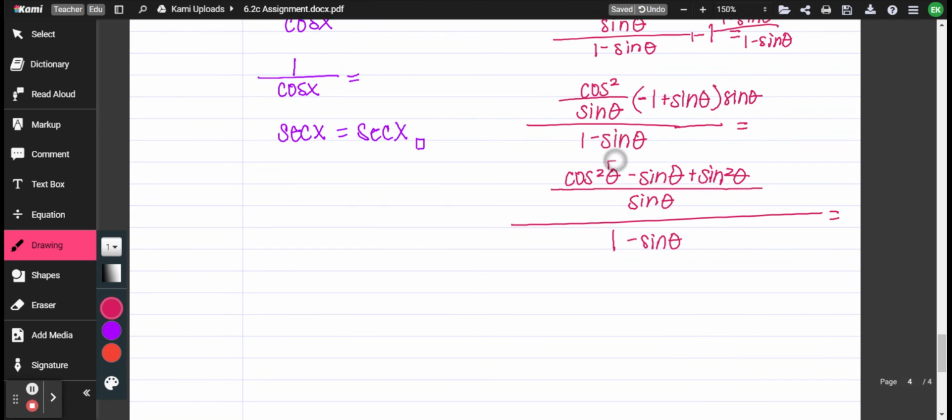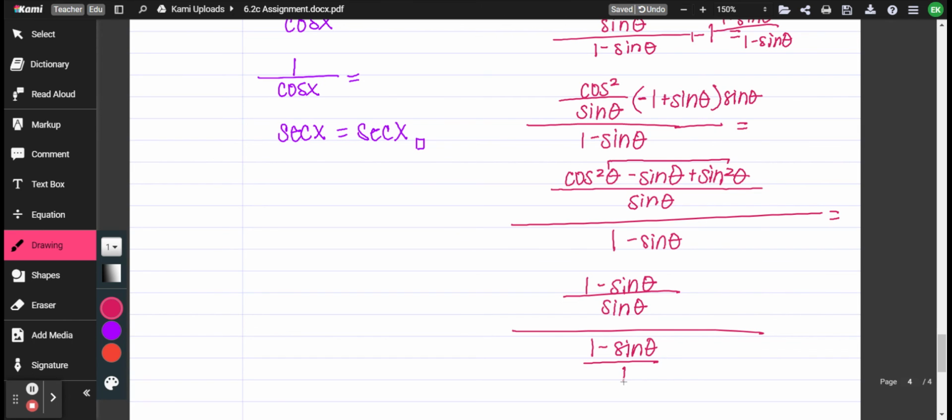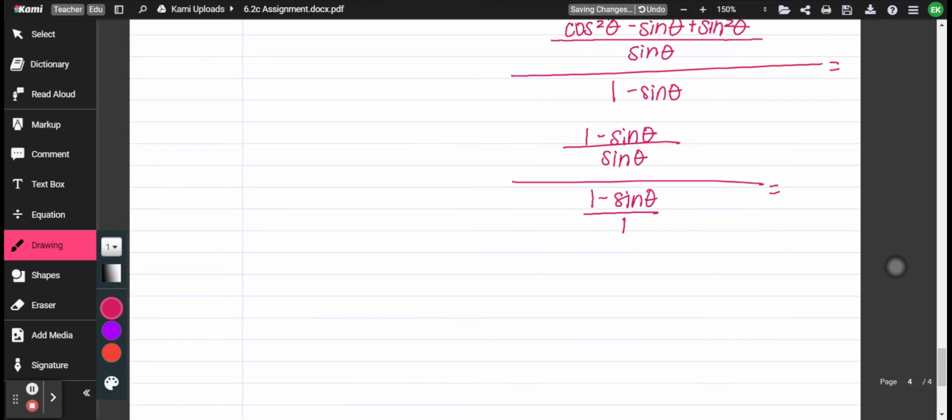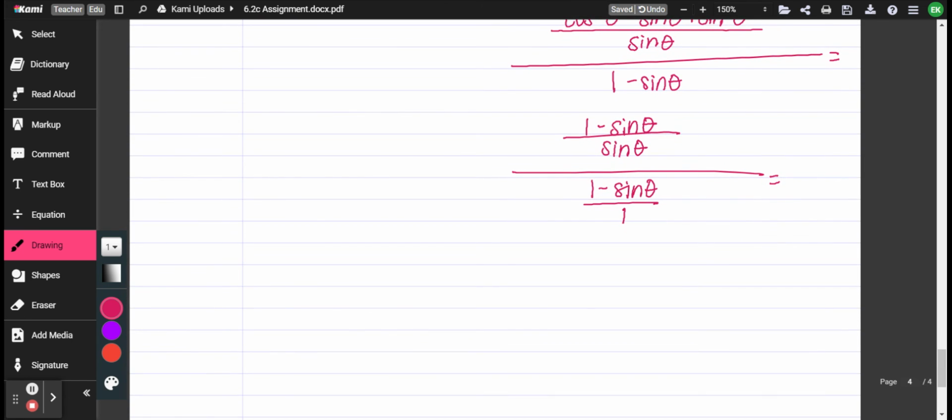Now, I know that cosine squared plus sine squared is equal to 1, so I'm going to rewrite this on top as 1 minus sine theta over sine theta, over 1 minus sine theta. Now, remember, in reality, I have this over 1 in the denominator, right? The reason I point that out is because anytime I'm dividing by a fraction, I can flip and multiply. So what I'm going to do is flip this and multiply it to the top. Let me rewrite this so you can see what that looks like.